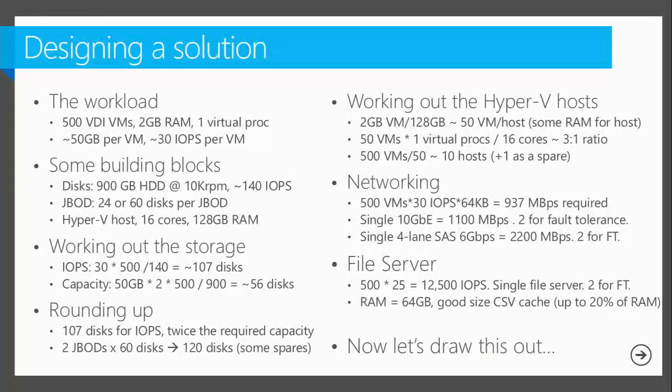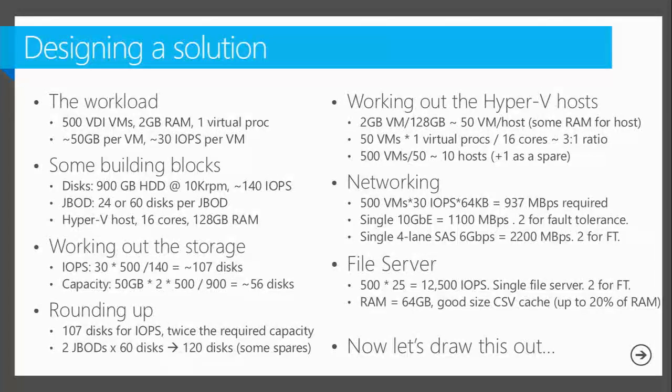I have 2 models of JBOD that I can use. I can use a 24-disk JBOD and a 60-disk JBOD. My Hyper-V hosts use 16 cores. They have 128 gigs of RAM. Could have more, could have less. Just do the math, right? Then some calculation. 30 IOPS per VM times 500 VMs divided by 140 IOPS per spindle. That gives me what? 107 disks, give or take.